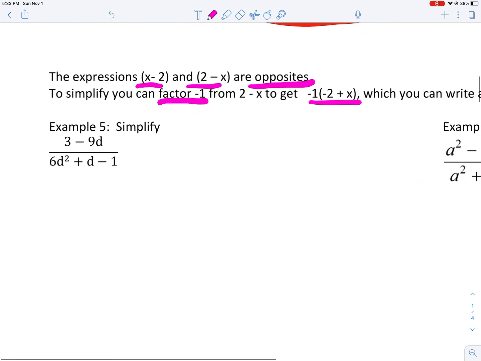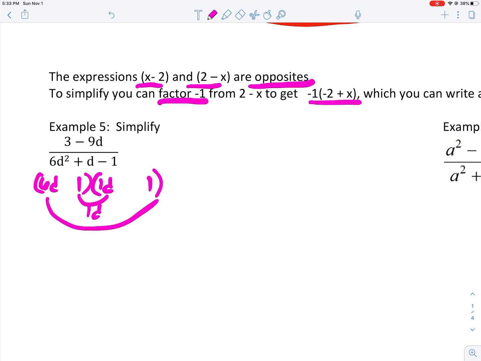So, example 5. You're going to factor the denominator to see if we have common factors. So we have 6d, 1d, 1 times 1. So this is 1d, and this is 6. So that's not going to work. So 6 won't work. Okay. So that's not going to work for us. So then let's try 3d and 2d.